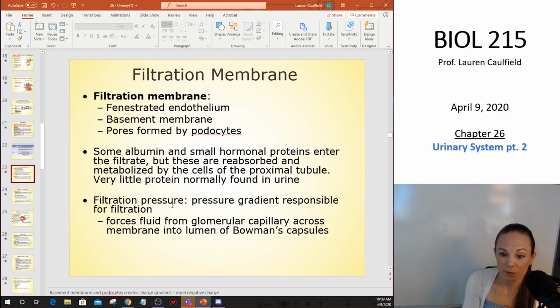So filtration pressure, okay, that again is our driving force for creating filtrate. Okay, so this is the pressure gradient responsible for filtration. And this is what is pushing that fluid from our glomerular capillary out into our Bowman's capsule.